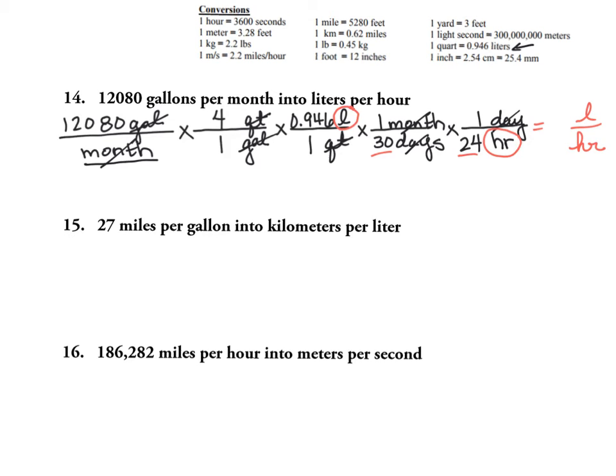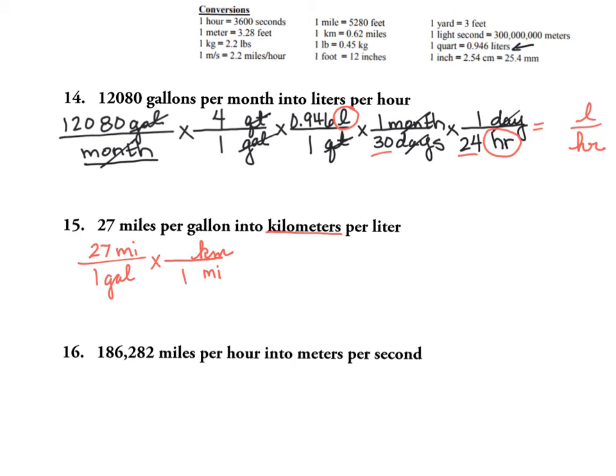All right, so 27 miles per gallon into kilometers per liter. So let's jot that down. We've got 27 miles per 1 gallon. All right, I'm going to convert the miles first. So miles are getting converted to kilometers. So miles have to go on the bottom, and kilometers are going to go on the top.